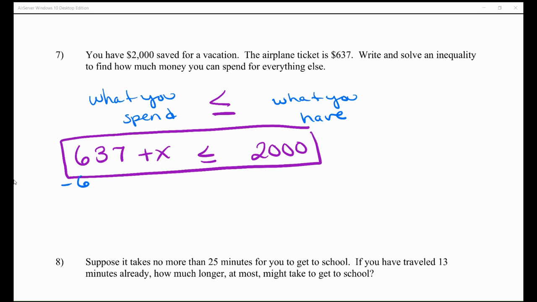And to solve, we'll subtract 637 from both sides. And we can spend at most $1,363. So we can spend that much money, or we can spend anything less than that.